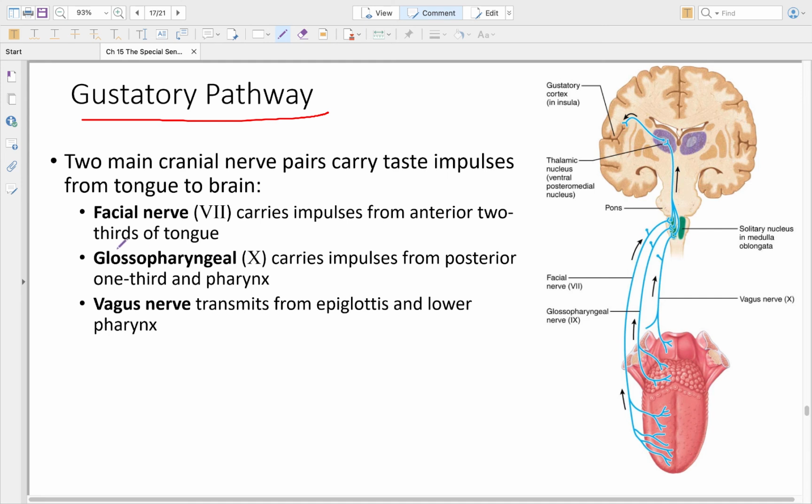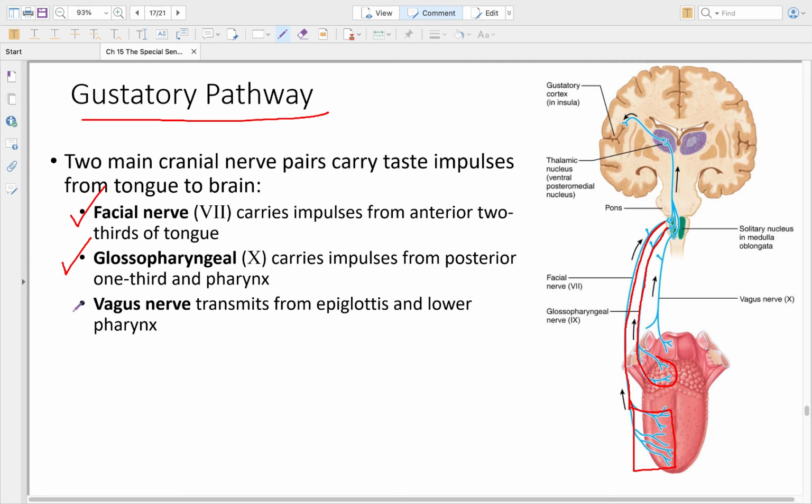The gustatory pathway: all of these neurons go back to the brain always, right? And there are two main cranial nerves that carry taste impulses. One is called the facial nerve, the other the glossopharyngeal nerve. The first one will carry impulses from the anterior two thirds of the tongue. So let's look at that. This is the facial nerve. See that? The anterior two thirds is going to be all of this. That's a lot. Now back here, the glossopharyngeal is going to pick up over here and carry this information to the brain.